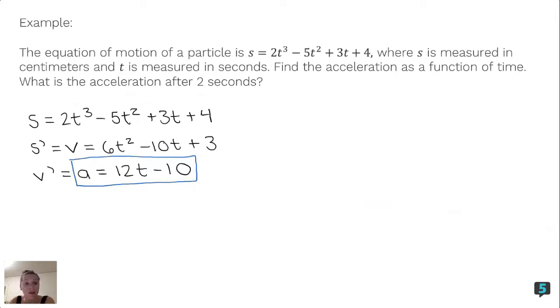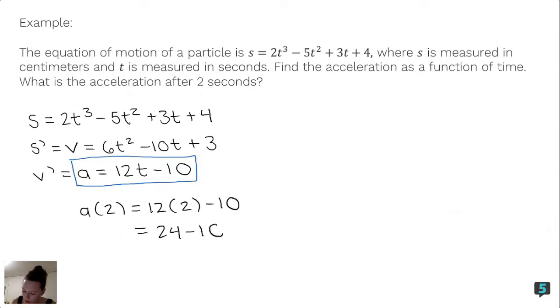Yeah, perfect. So t equals 2, so I'm going to simply plug that in. So I'm going to get that a of 2 equals 12 times 2 minus 10. So we've got 24 minus 10, which is going to give me 14. Now, here's something important. I need to think about units for acceleration. What are my units going to be in this problem? Centimeters per second squared. Perfect.